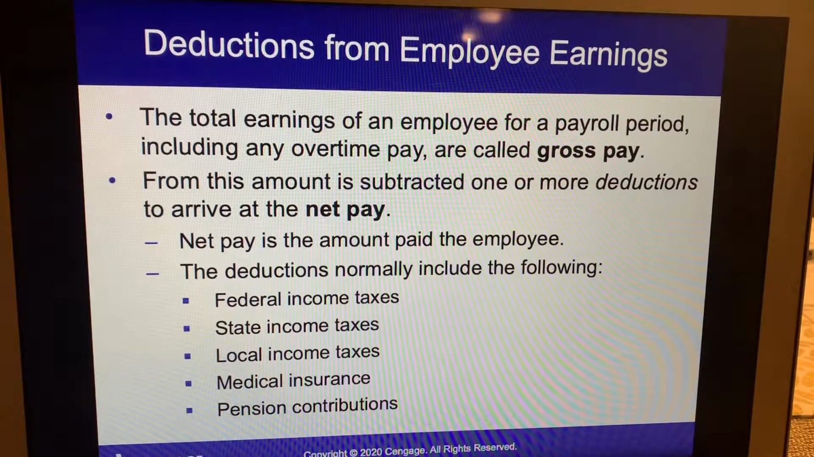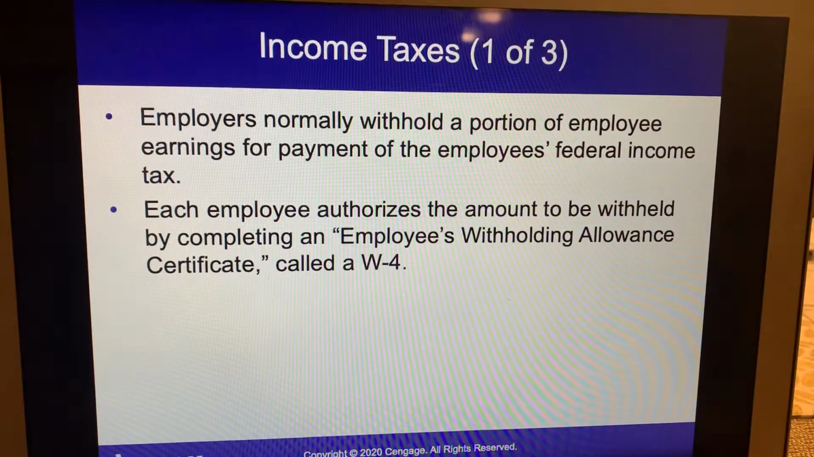The deductions normally include the following: federal income taxes, state income taxes, local income taxes, medical insurance, pension contributions. Okay, so those are an example of the deductions. So income taxes, employers normally withhold a portion of employee earnings for payment of employees' federal income tax. Each employee authorizes the amount to be withheld by completing an employee's withholding allowance certificate called a W-4.